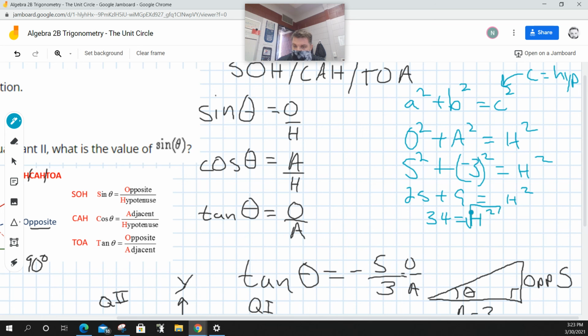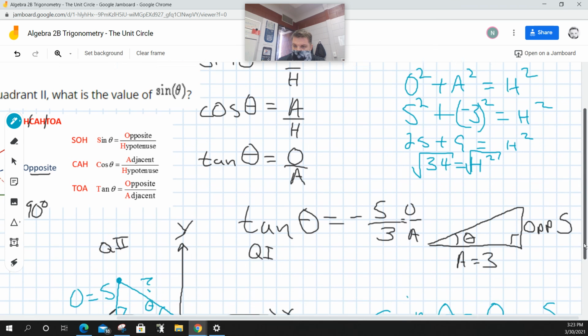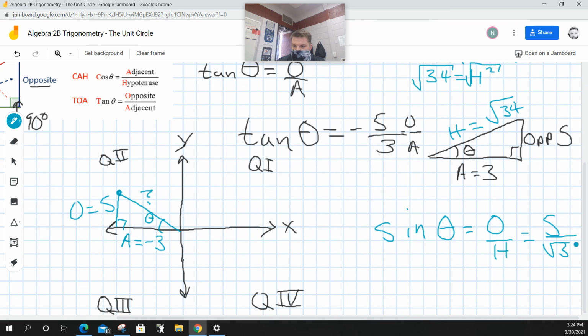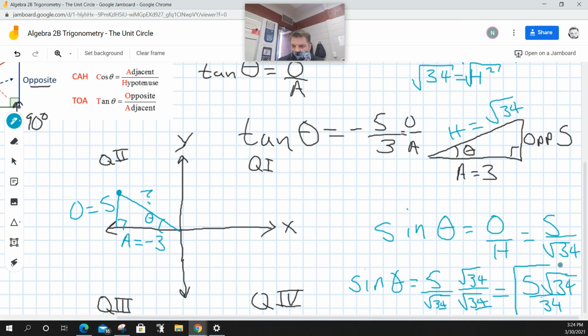Now I'm going to take the square root of both sides, and I get that my hypotenuse is equal to the square root of 34, which we just leave as a square root. So sine of theta is equal to 5 over the square root of 34, but we never want to leave a square root in the denominator of a fraction. So what we do is rationalize the denominator by squaring the square root. Whatever I do on the bottom of the fraction, I got to do to the top. So the final answer is 5 square root of 34 all over 34, because when you square a square root, you're left with the base, which is just 34. So my final answer is positive 5 root 34 all over 34.